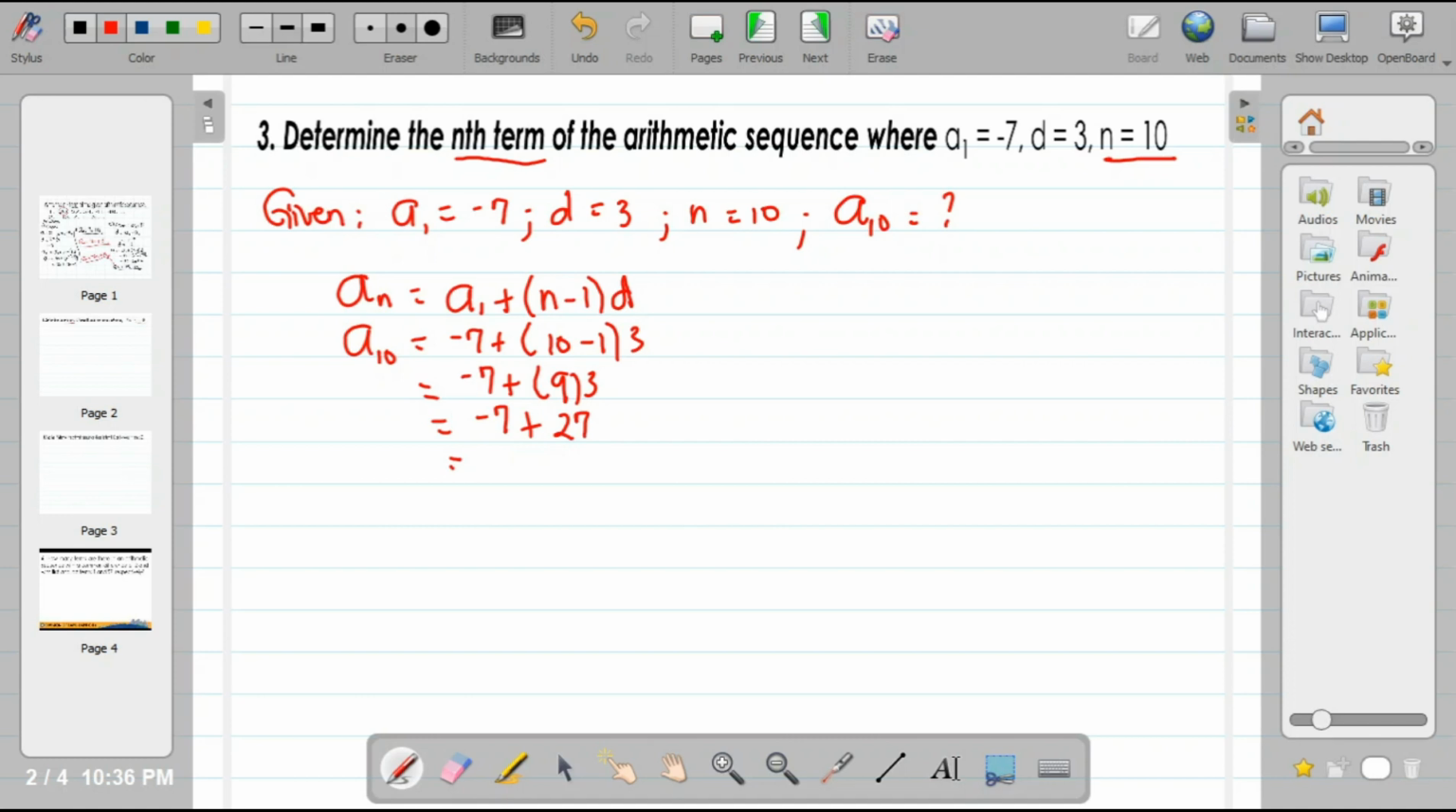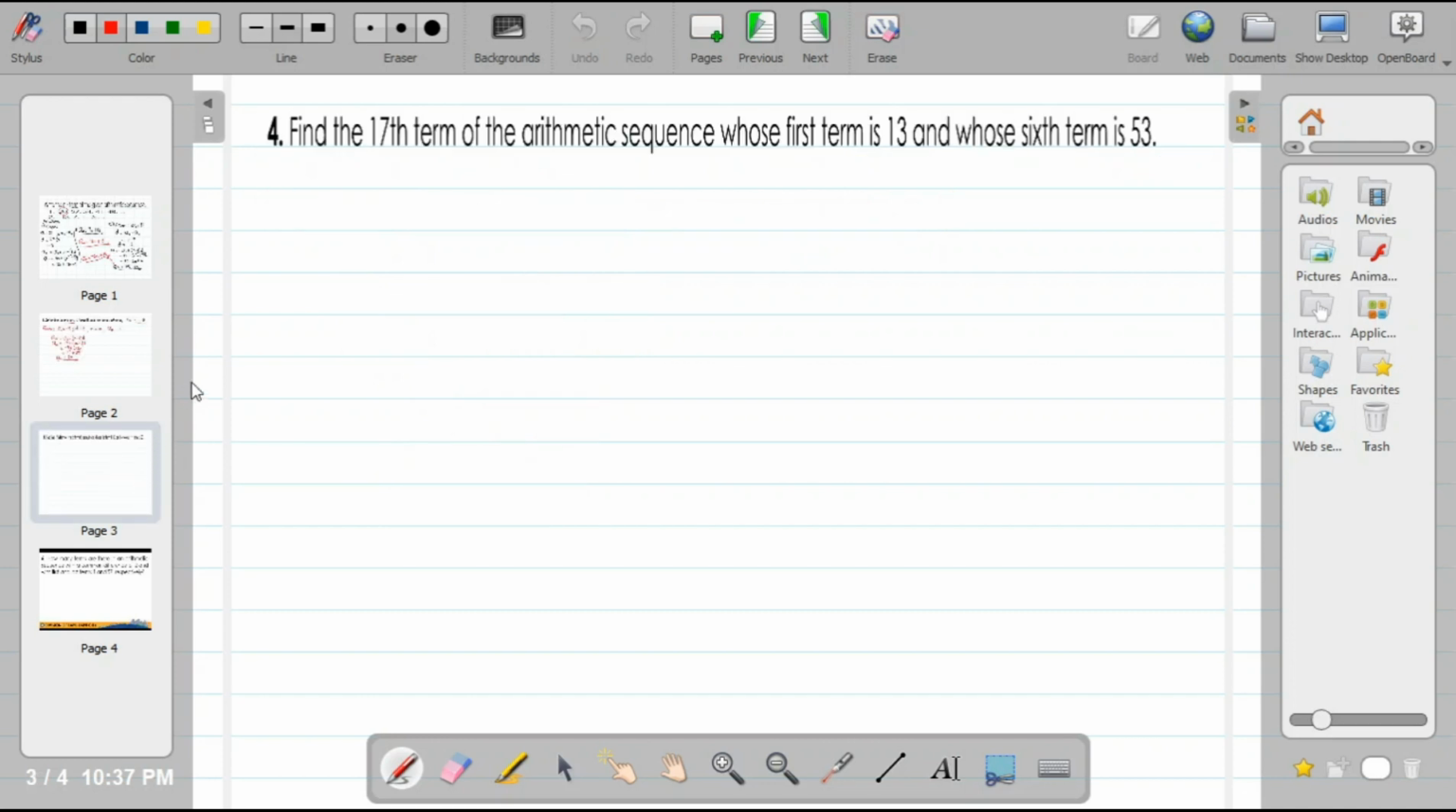Now, what is negative 7 plus 27? That is 20. Therefore, the 10th term of this certain arithmetic sequence is 20. Okay. Kung nasabtan na, proceed na ta sa sunod na example.